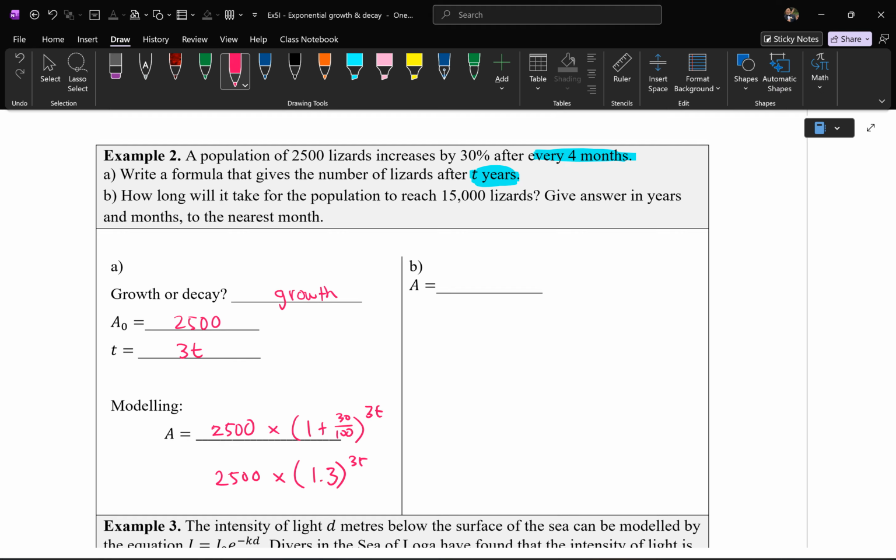Okay, so question, what's B? How long does it take for the population to reach 15,000? So now I've got a formula: 2,500 times 1.3 to the power of 3t. I want to figure out when it reaches 15,000. And again, from here you can use a calculator. You can also practice using your CAS.